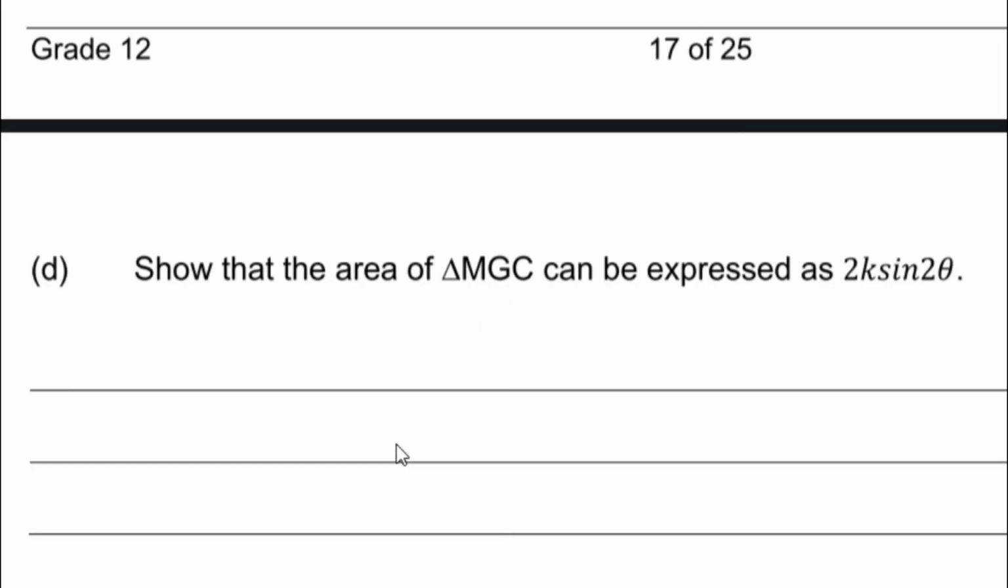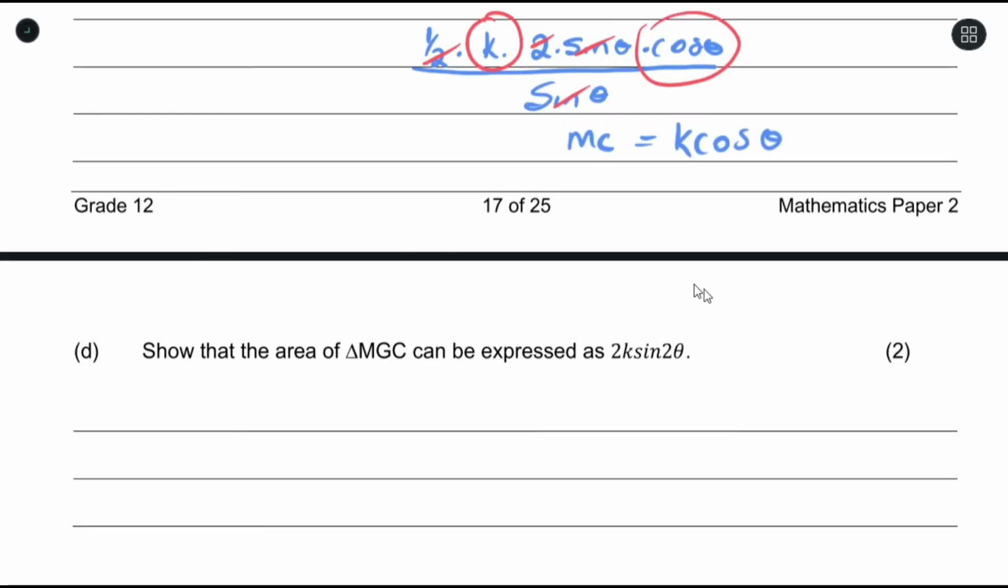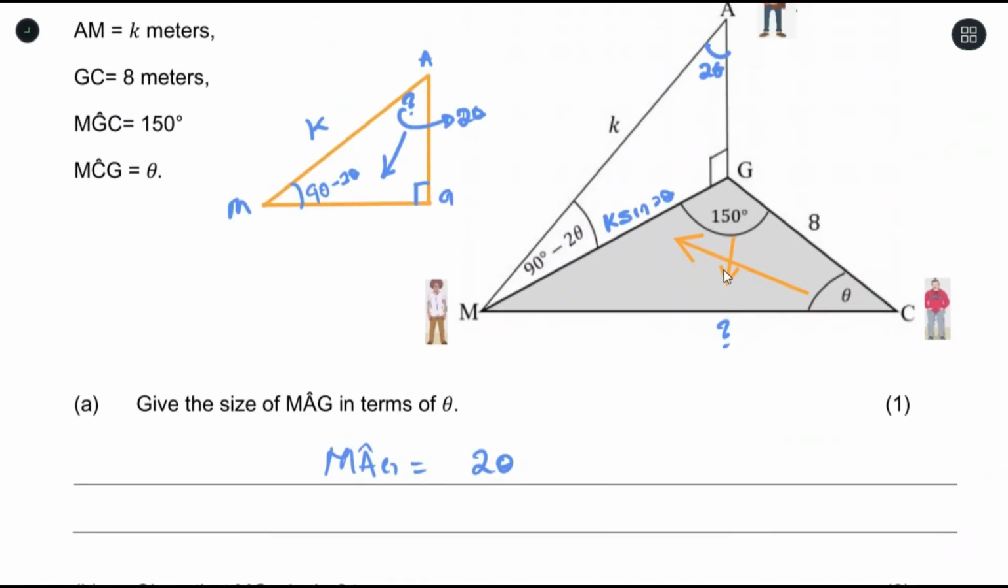And that's it. Now D says show that the area of triangle MGC can be written as 2K sine 2 theta. Since it is not a right angle triangle, the formula for area can be calculated using the area rule, and the formula looks something like this. You can say the area is equal to half ab sine of capital C, something like this. So it always has to be an included angle. I'm looking for an included angle to help me get my answer.